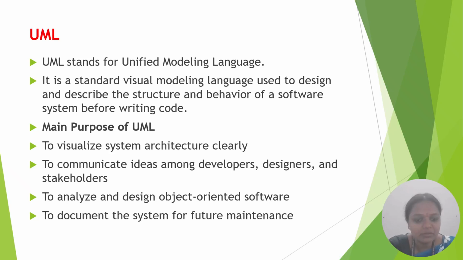Next, the main purpose of UML. First one is to visualize system architecture clearly. UML provides diagrams that help you see how a software system is built. It shows the structures like classes, modules, and components and the connections between them. So instead of reading long code, you can easily understand the system just by looking at the diagram.